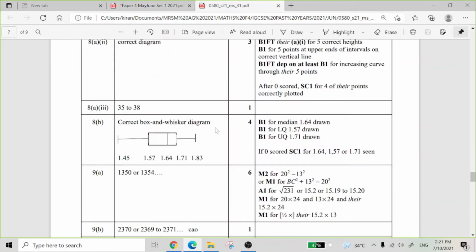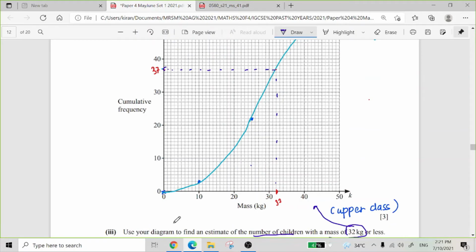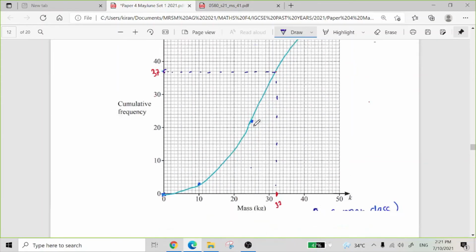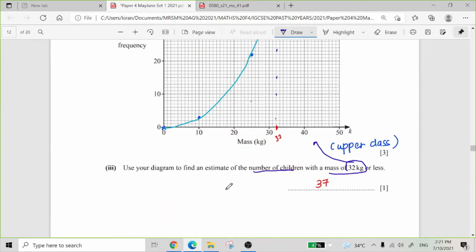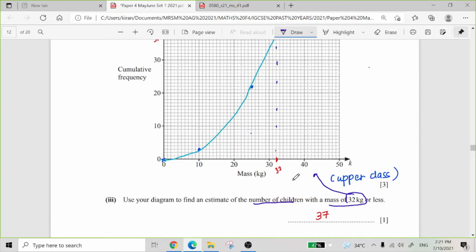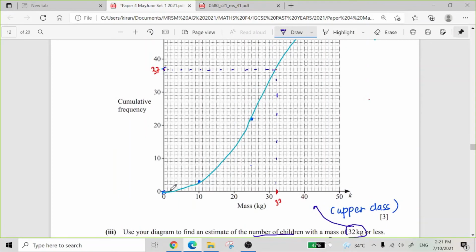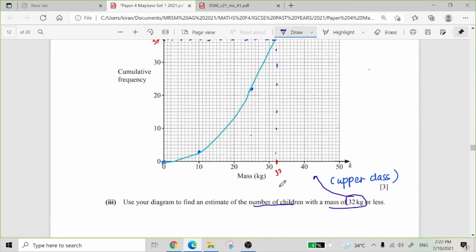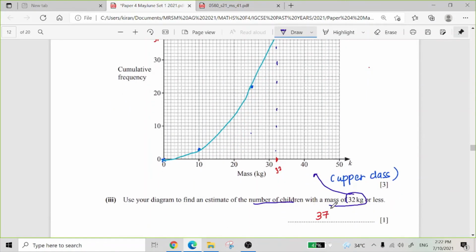Okay, from the answer scheme, the answer is between 35 and 38. Okay, it's acceptable because everyone has a different graph, right? Okay, so don't worry, we have a range for the answer for this question. Okay, so 37 or less means that it comes from 37 until 0 here, so the total is 37 children that have a mass of 32 or less.